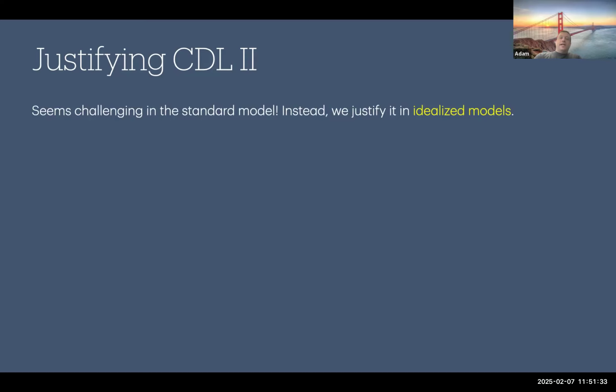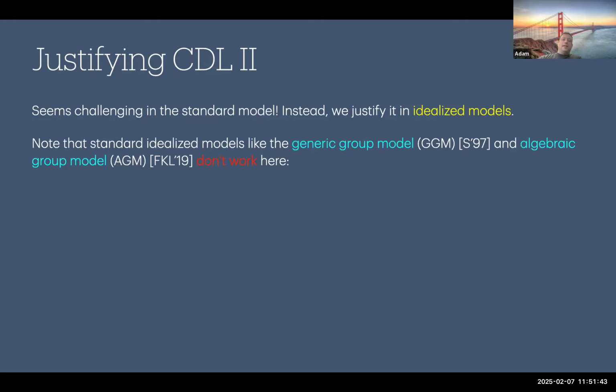This seems challenging in the standard model, so we justify this assumption in idealized models. The interesting thing here is that standard idealized models, like generic groups and the algebraic group model, don't work here. Why? Because the GGM has no notion of coordinates of a group element. It's just a random string. So if you output the x coordinate, it doesn't make sense to do that for a generic group element, right?